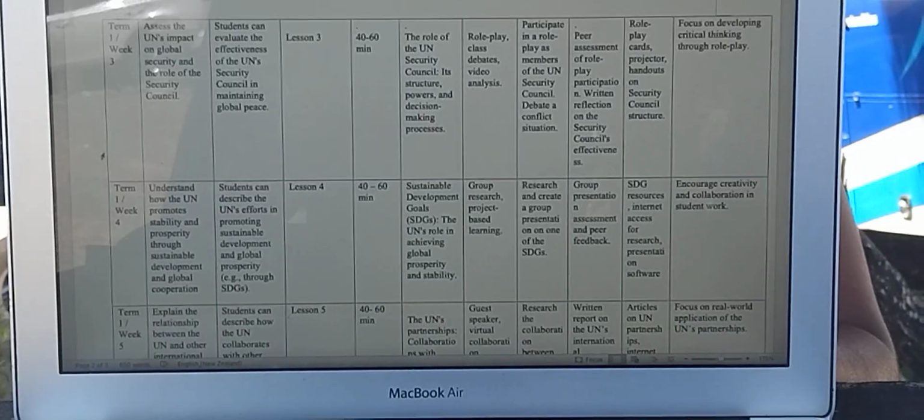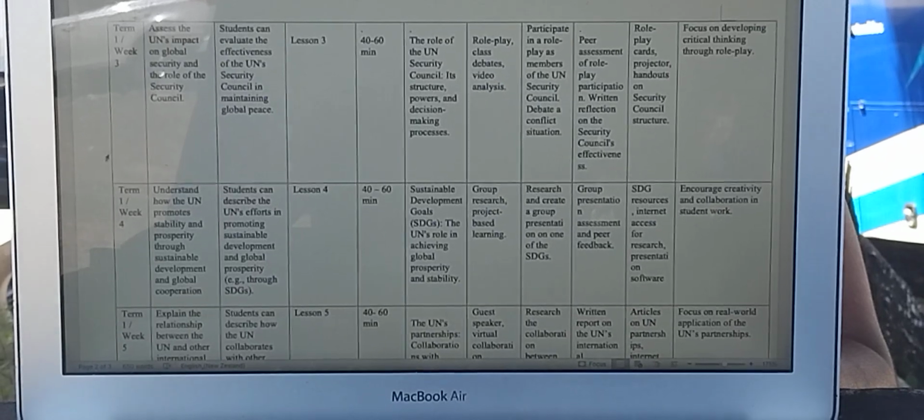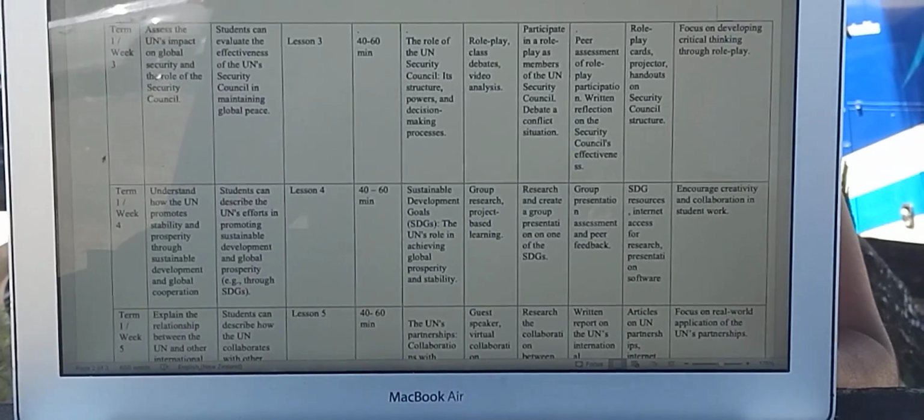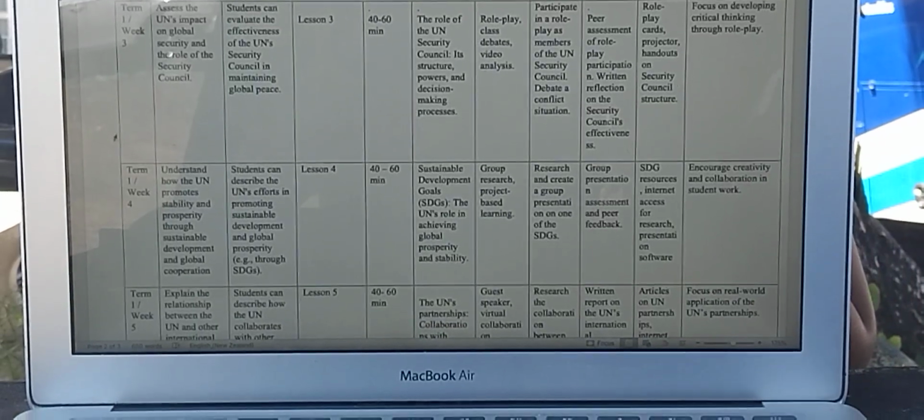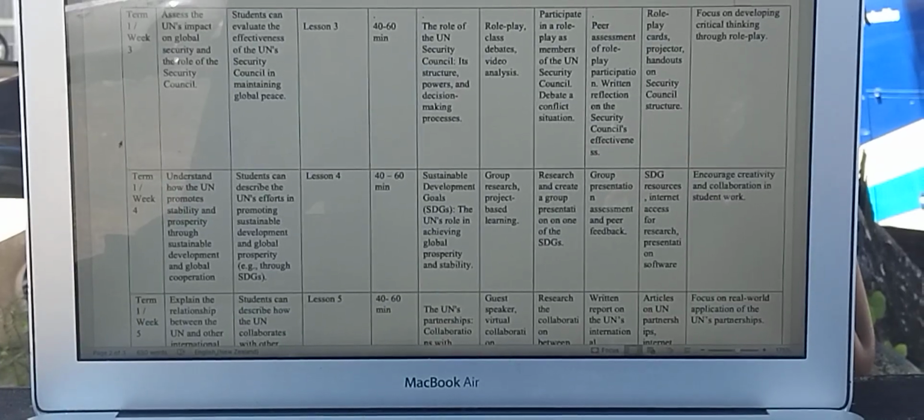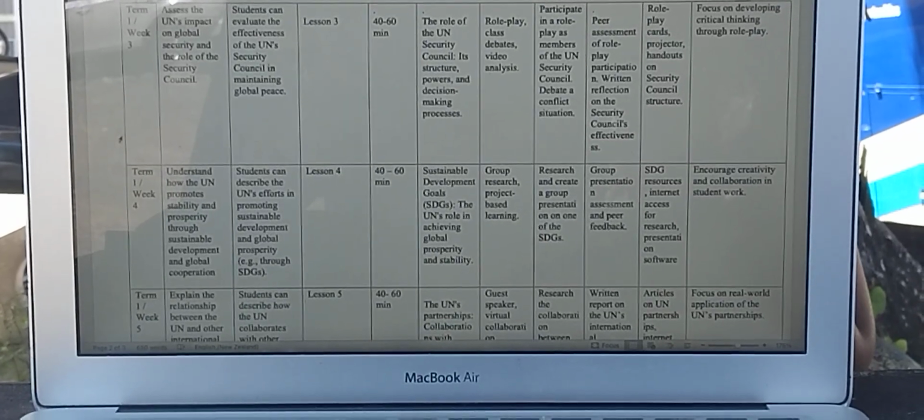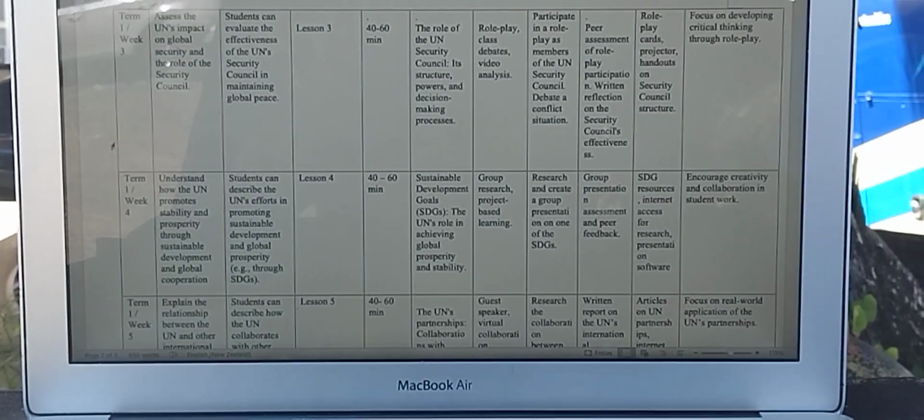Lesson 3, and the time allocated is 40 to 60 minutes. The learning and teaching focus is the role of the UN Security Council, its structure, powers, and decision-making process. The teaching strategies are role play, class debates, and video analysis.